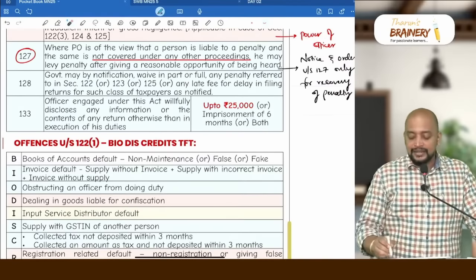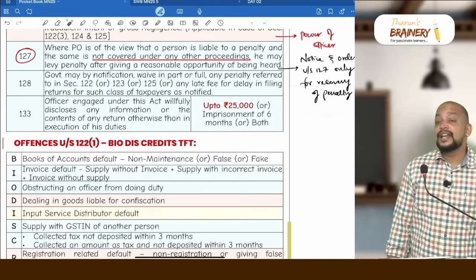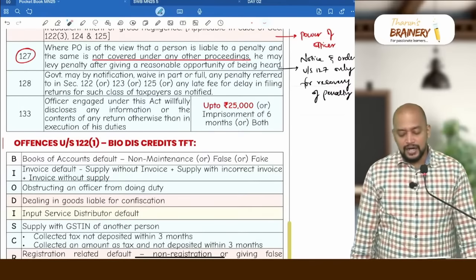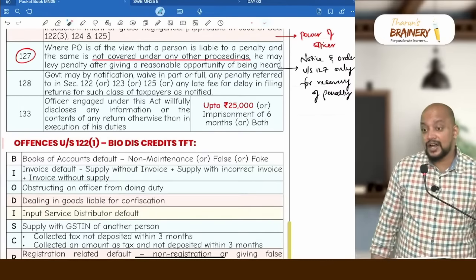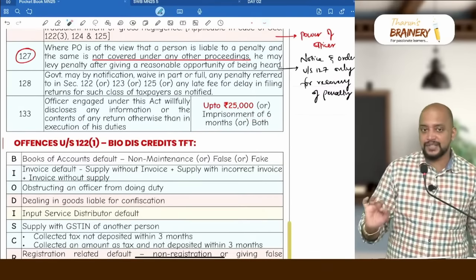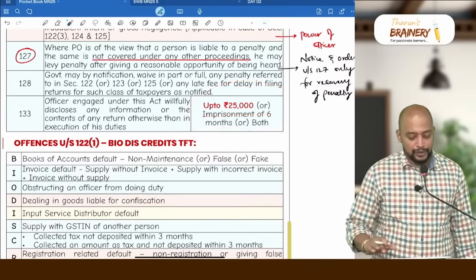And if they are doing, then there will be a penalty. How much will be the penalty? Up to 25,000. In addition to that, there is a possibility of imprisonment also, or imprisonment of 6 months or both. Okay, imprisonment is for a period of how many days? Only 6 months, maximum 6 months, up to 25,000, or imprisonment of 6 months or both.